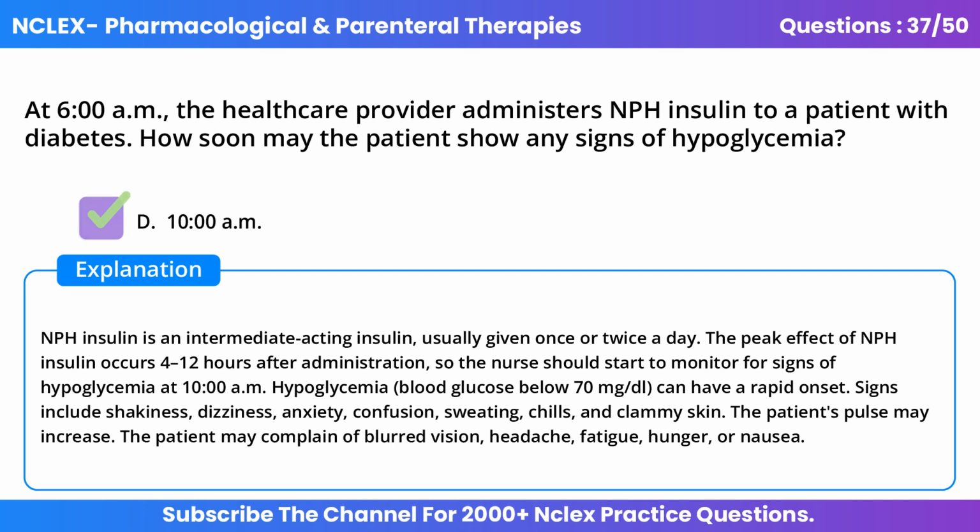Hypoglycemia, blood glucose below 70 mg per dL, can have a rapid onset. Signs include shakiness, dizziness, anxiety, confusion, sweating, chills, and clammy skin. The patient's pulse may increase. The patient may complain of blurred vision, headache, fatigue, hunger, or nausea.